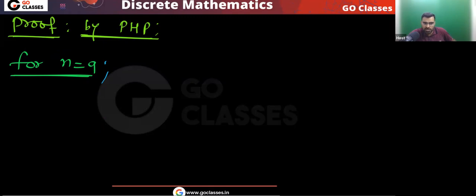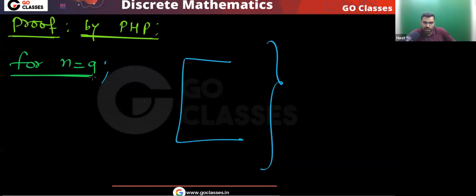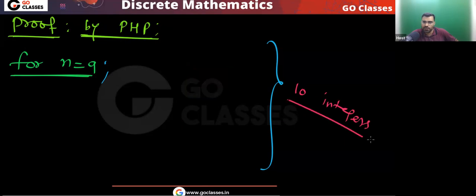One more thing I want to ask you, very simple thing. If I give you 10 integers, can I say two of them will have same remainder when I divide by 9? Tell me, if I give you 10 integers, can you guarantee that two of them will have same remainder when you divide by 9? Yes. Okay, very simple point.